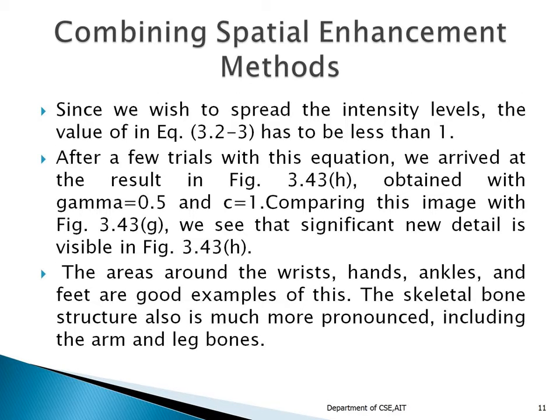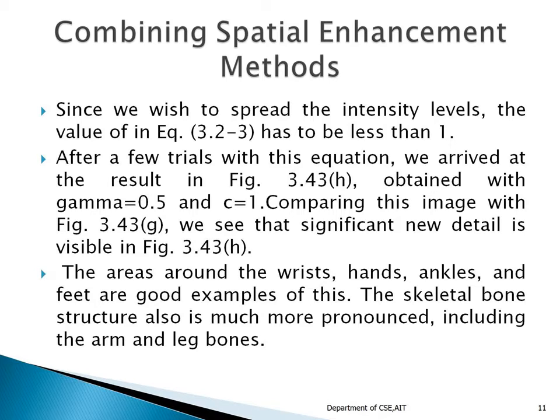When we think of sharpening the image still more, we can think of several procedures. But here we are going to consider the power law transformation, because we are going to spread the intensity levels. After a few trials, this equation was obtained, and we are getting the result as figure H, where the gamma value is equal to 0.5 and C is equal to 1.